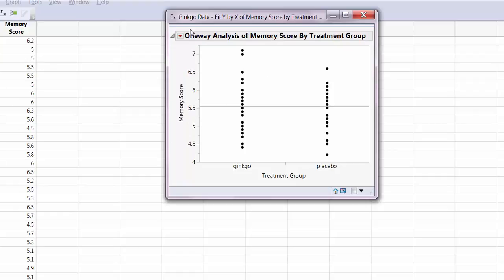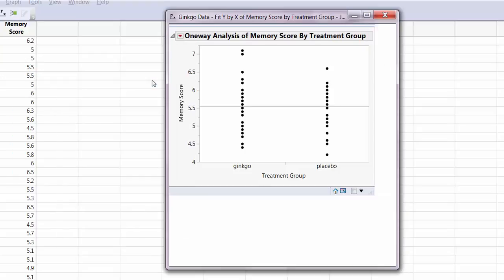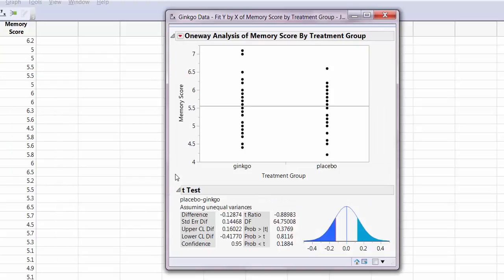And so we can ask JMP to create a confidence interval for us to see if there is a statistically significant difference between the two groups. So to do that, you click on the red triangle next to one-way analysis, and we're going to be going down to t-test. So it gives us a lot of output by default.